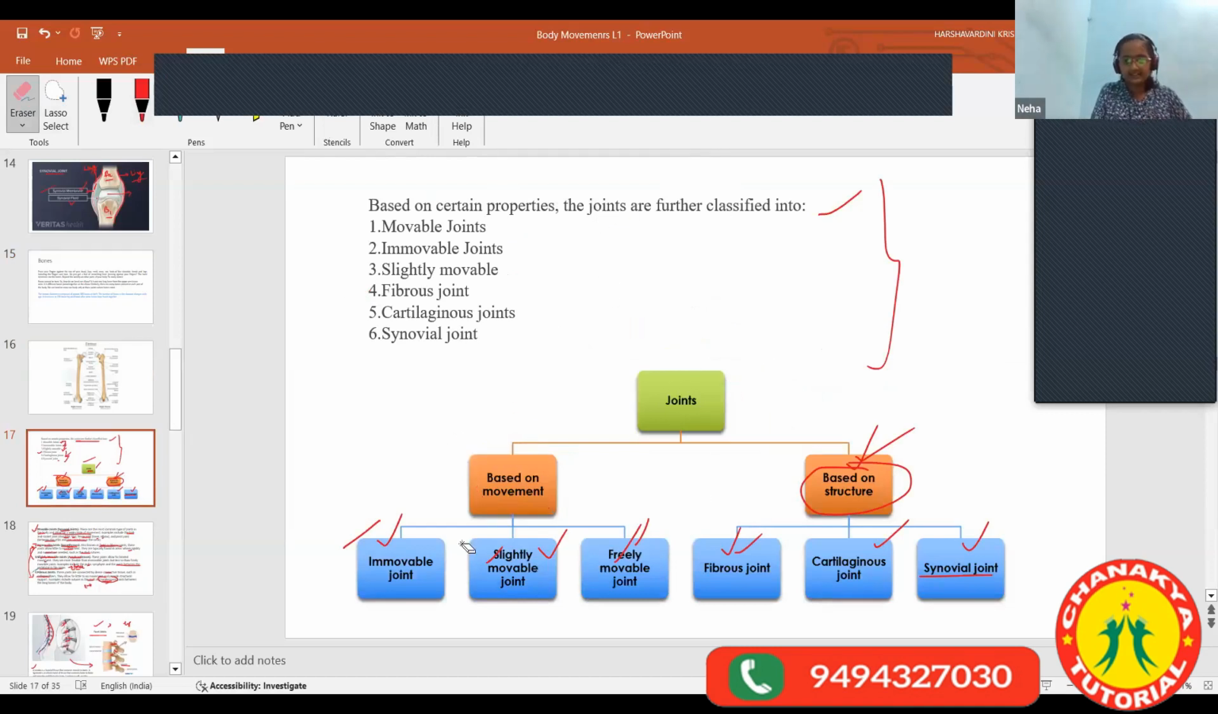Types of joints are categorized into two types: based on their movement and based on their structure. Based on movement, they are further divided into three: immovable, slightly movable, and freely movable joints. And based on structure, they are further divided into three: fibrous joints, cartilaginous joints, and synovial joints.